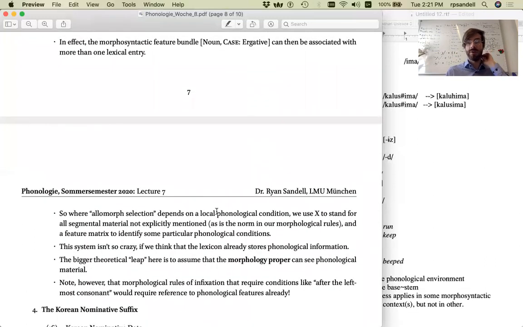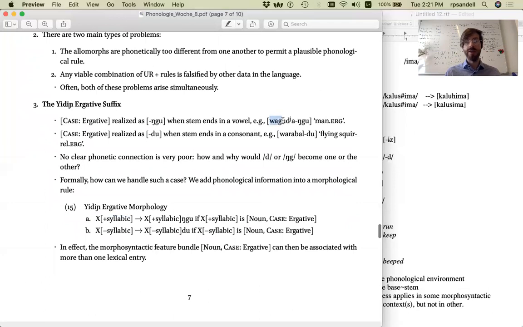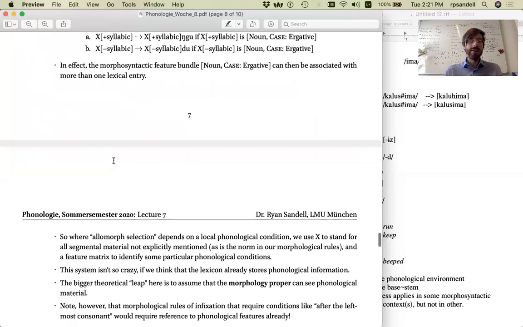some local phonological conditions, and we're using the X to stand for all segmental material that isn't explicitly mentioned. So in these two examples, the X would stand for wagud, and plus syllabic captures the A. And in the latter case, in D, the X means the sequence warabal, and minus syllabic means the L there.